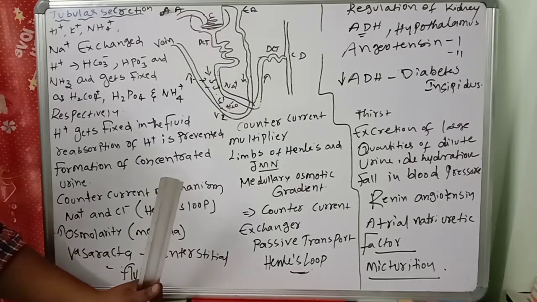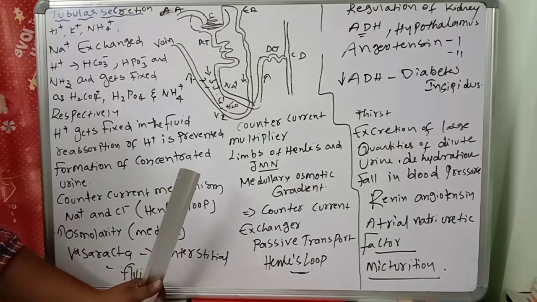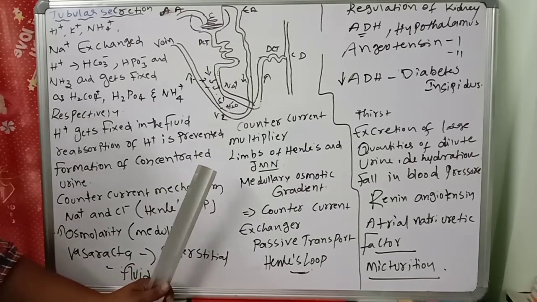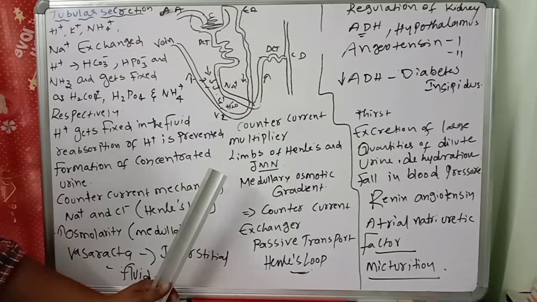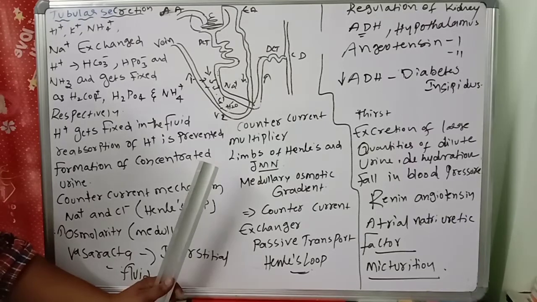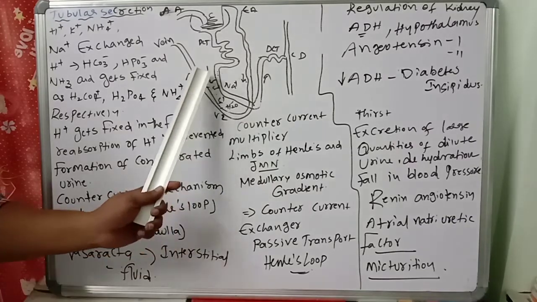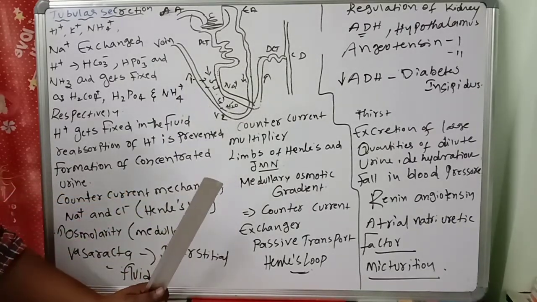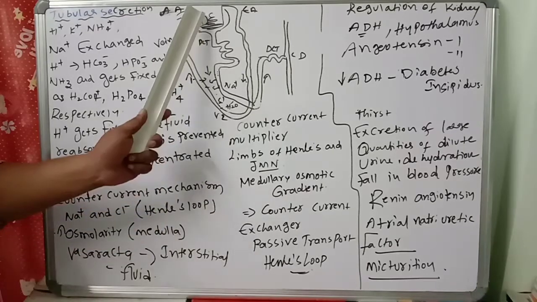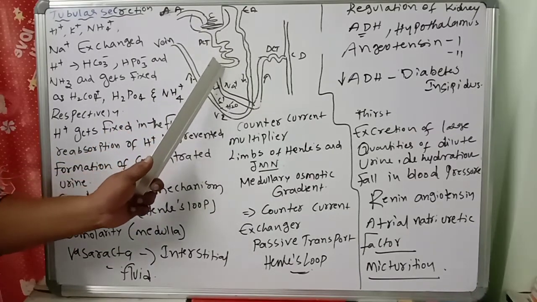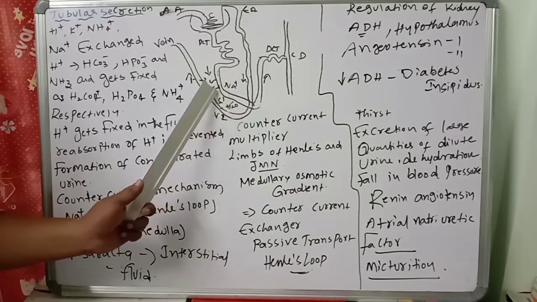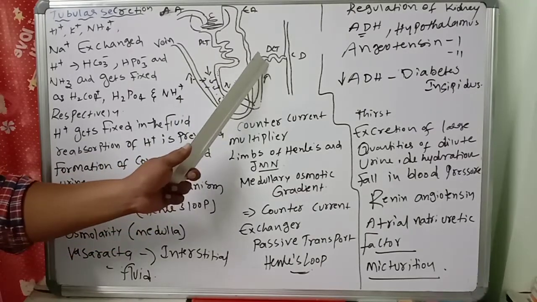The vasa recta maintains the medullary osmotic gradient via a countercurrent exchanger. The ascending and descending vasa recta carry blood by passive transport. Okay, so this is passive transport, ascending and descending. So next, if you see the blood filtration, the filtrate is coming like this. So in this material will come out, and this material will be like this.